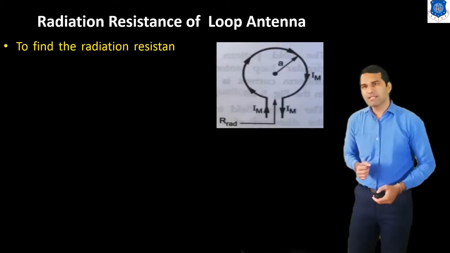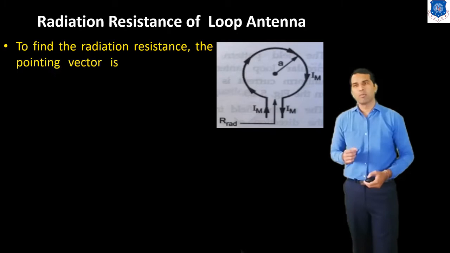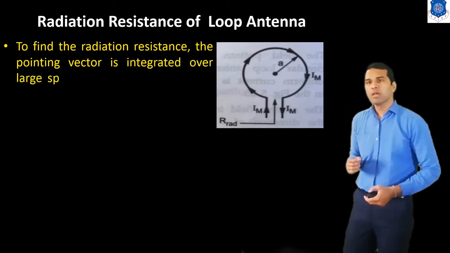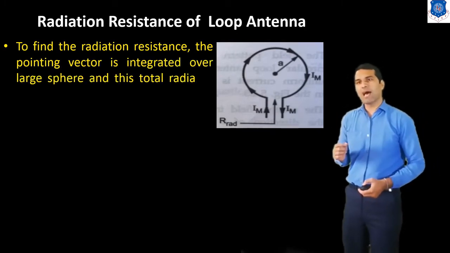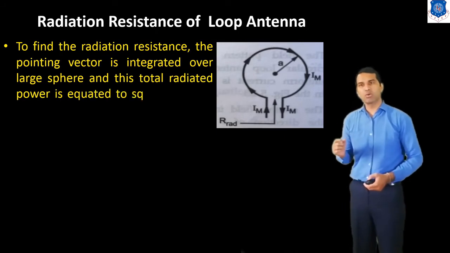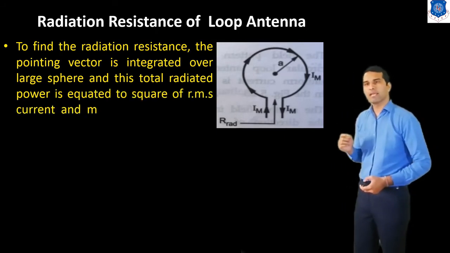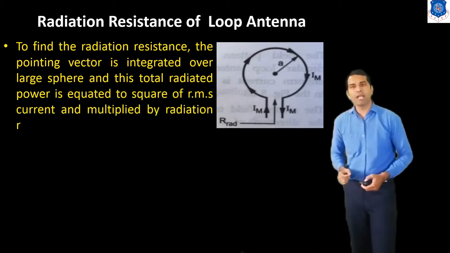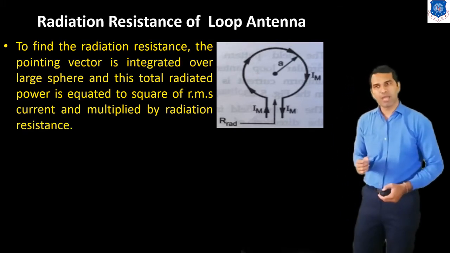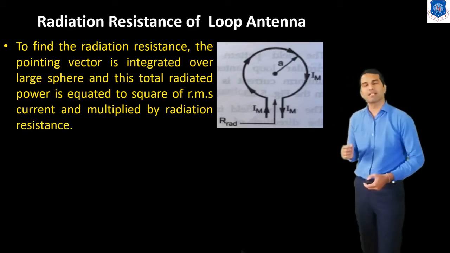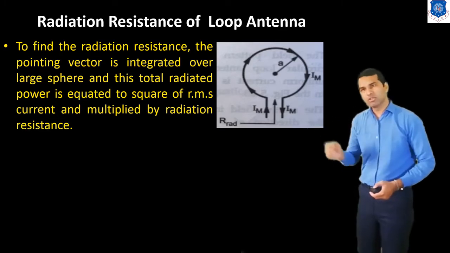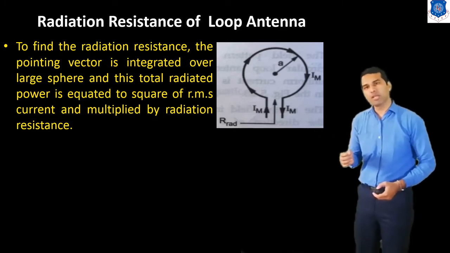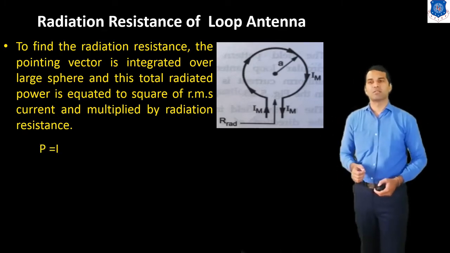To find the radiation resistance, the Poynting vector is integrated over a large sphere and this total radiated power is equated to the square of the RMS current multiplied by the radiation resistance. So this is the method to find the radiation resistance.